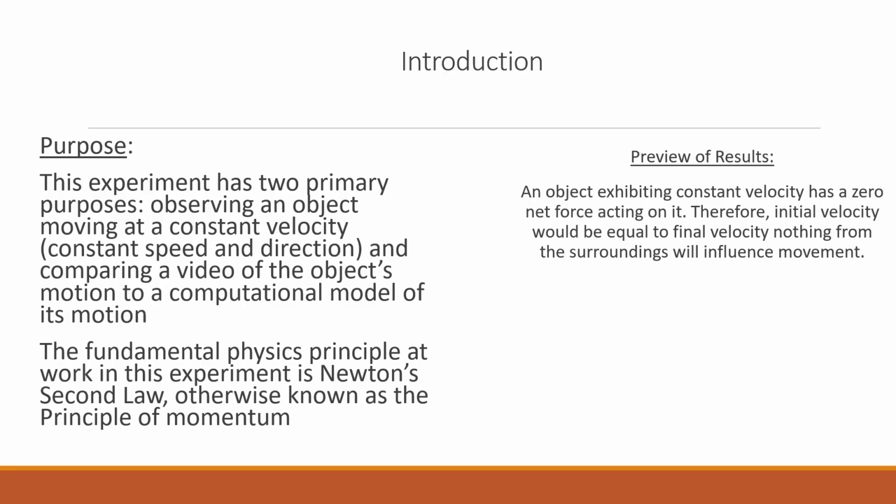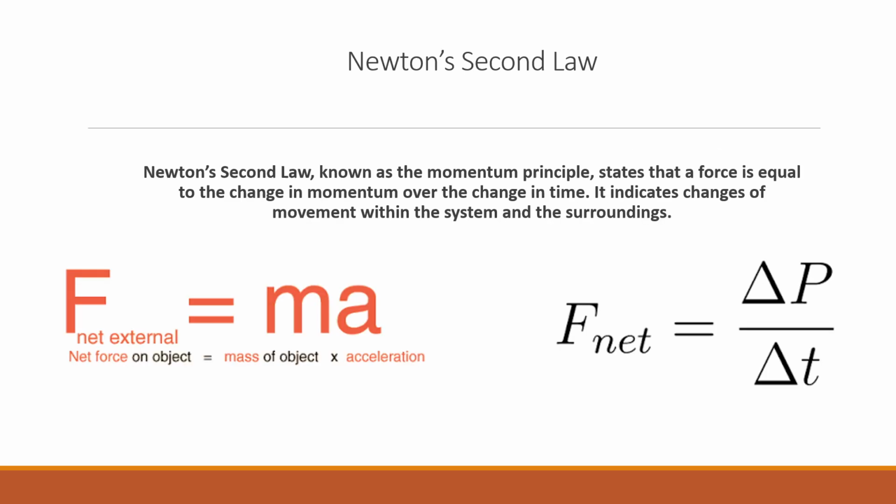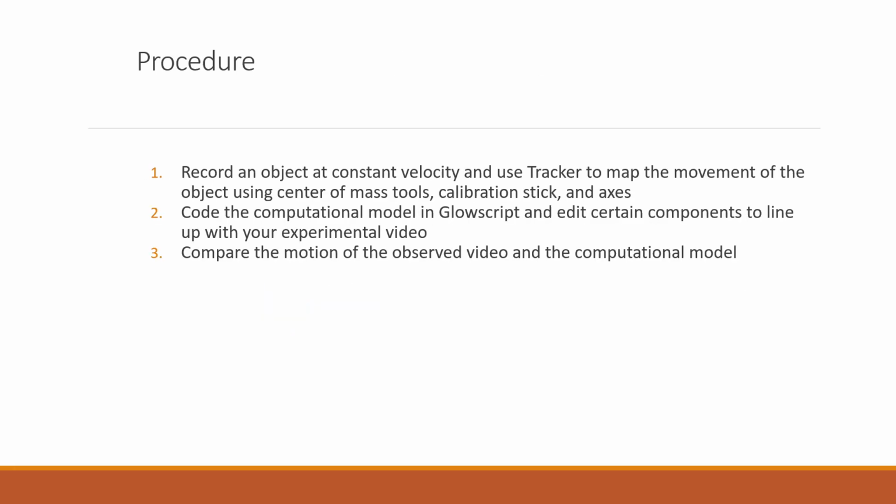For a little preview of our results, an object exhibiting constant velocity is going to have zero net force acting on it, therefore initial velocity is going to be equal to final velocity, and nothing from the surroundings will influence movement. Newton's second law is known as the momentum principle, stating that a force is equal to the change in momentum over the change in time, as we can see on the right. On the left, we can also see another way to interpret Newton's second law as mass times acceleration.